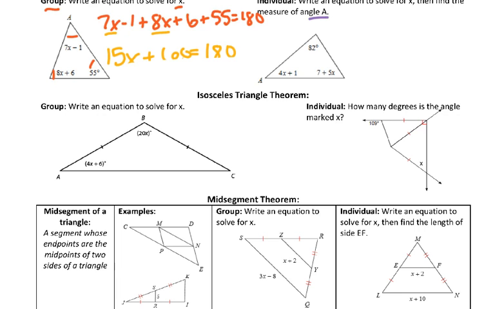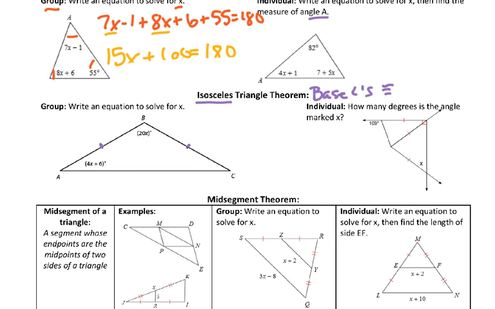The Isosceles Triangle Theorem is true for isosceles triangles, so remember that's where you have two sides that are congruent. What it says is that the base angles are congruent. Base angles in an isosceles triangle are the two angles that are opposite the congruent sides. So in this one, we have these two congruent sides.